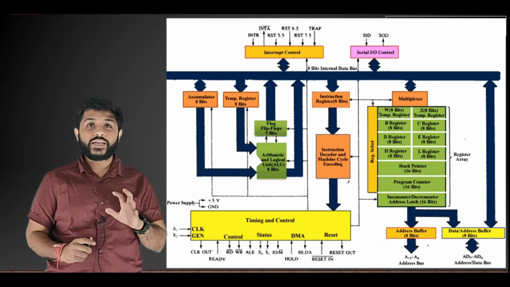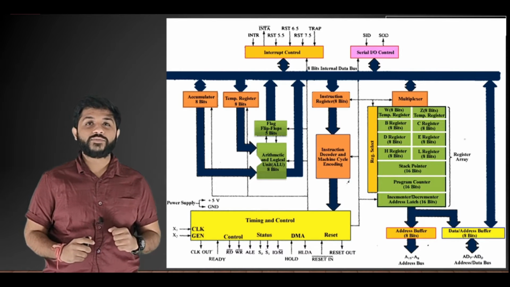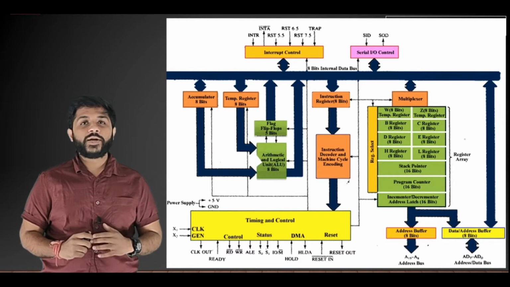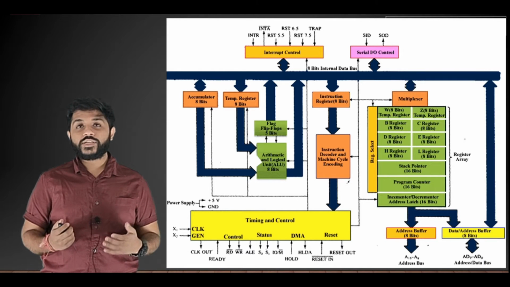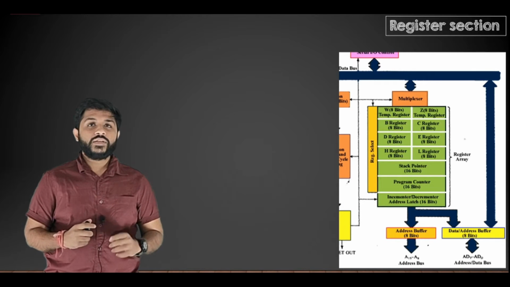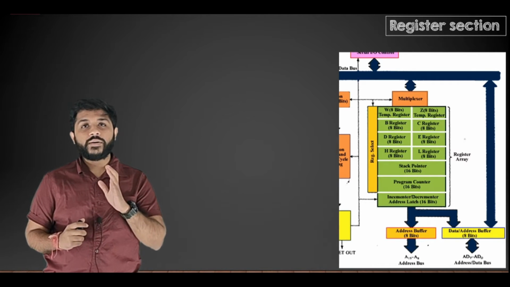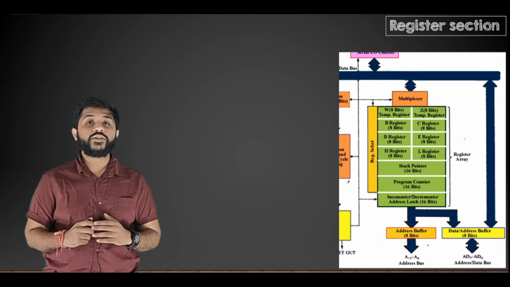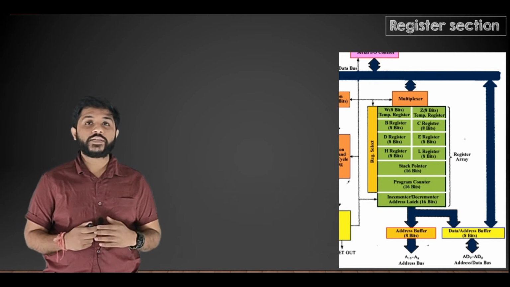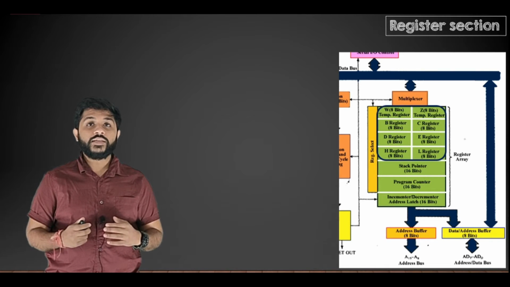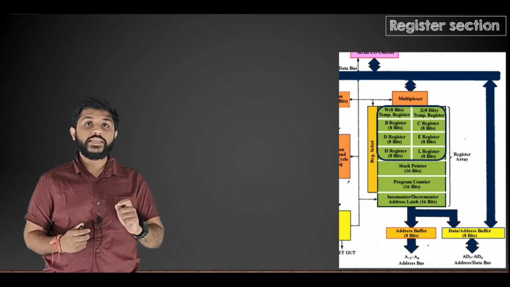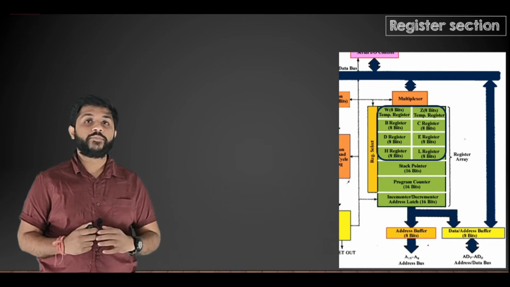Now it seems very big and difficult, but trust me, it isn't that much. Let's divide this block diagram of the microprocessor into the different sections so that we can understand it clearly. The first section of the microprocessor 8085 is the register section. There are different registers present in the microprocessor 8085. You can see that the registers named W, Z, B, C, D, E, H, L are present.